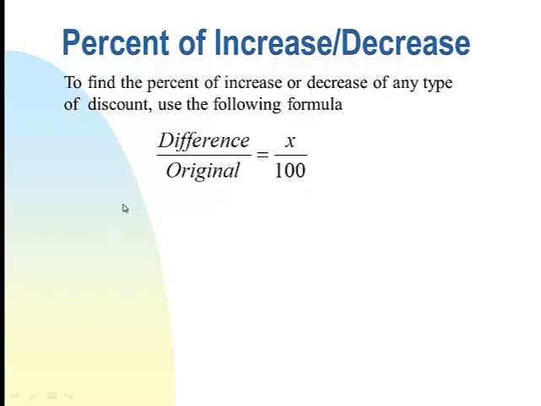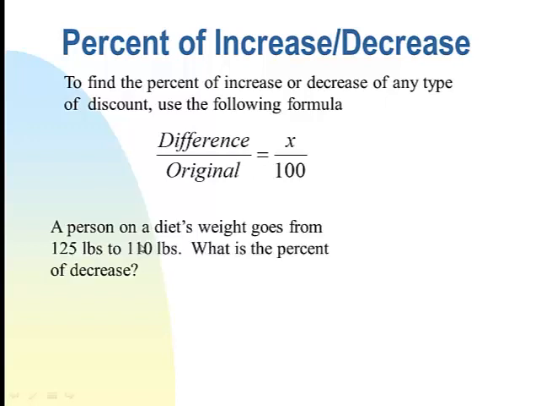So let's take a look at one. Actually, you need to pause and write that down, and then we're going to look at one. Okay, so a person goes on a diet, goes from 125 pounds to 110 pounds. What is a percent of decrease?